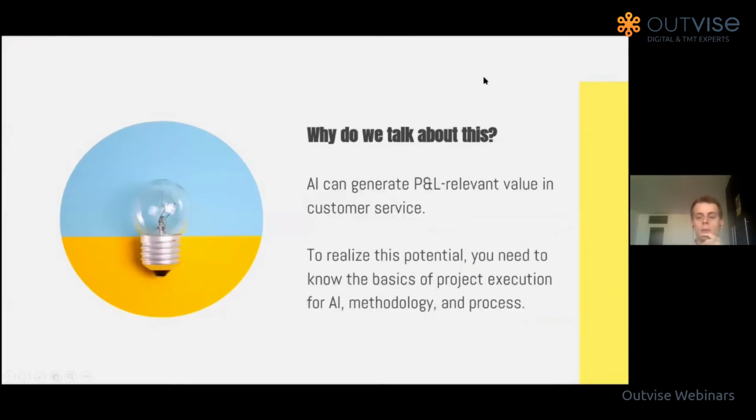So the first question that you might ask would be, well, why do I need that? If I know already about the use case that I want to implement, if I know about technology, why can't I just go and do that? Well, the thing is that AI has reached the point in maturity where it can generate P&L relevant value in customer service or other departments. But to realize this potential, you actually need to know the basics of project execution and methodology, because they are a little bit different than normal IT projects. For example, in the matter that you need to prepare the data, which you usually don't need to do with a normal IT project, let's say.